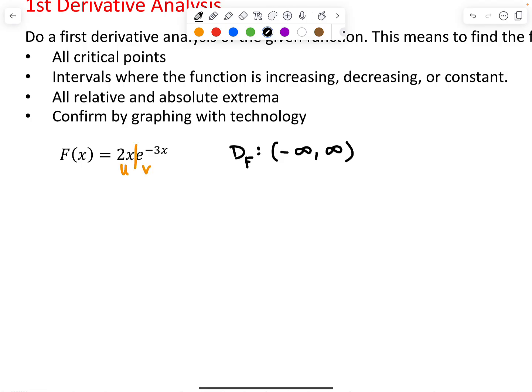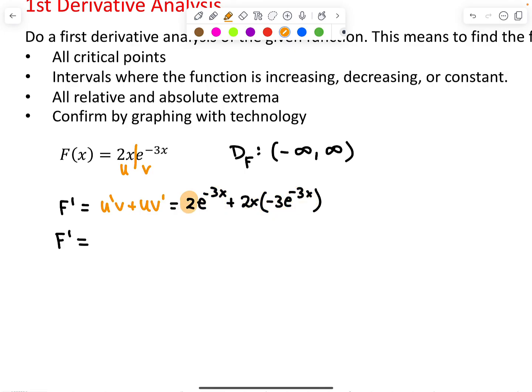This is a product of two non-constant functions, so I must use the product rule, which will be u prime v plus u v prime. So the derivative of 2x is 2 times the second plus the first, 2x, and then the derivative of e to the negative 3x will be itself times the derivative of negative 3x, so negative 3e to the negative 3x. And now I recommend we factor our derivative. There are two terms. Each term I see a 2. Each term I see this exponential.